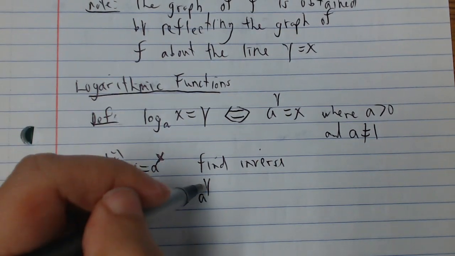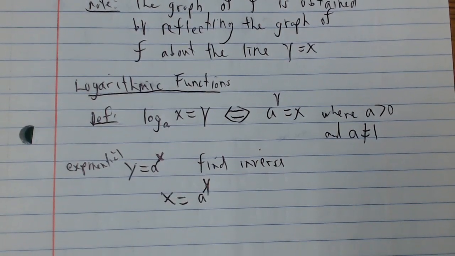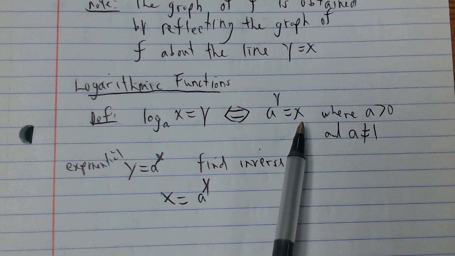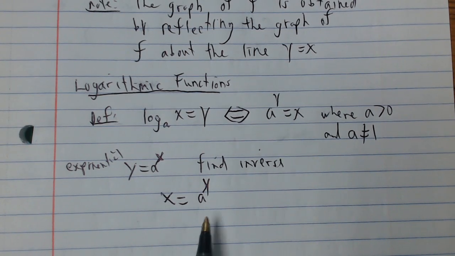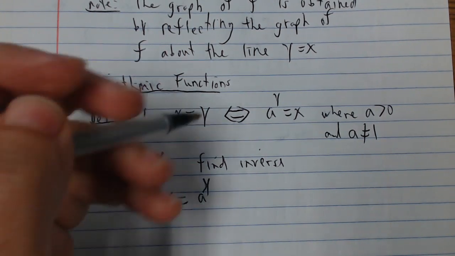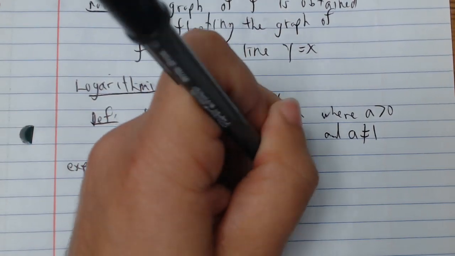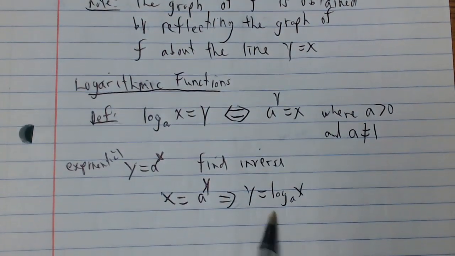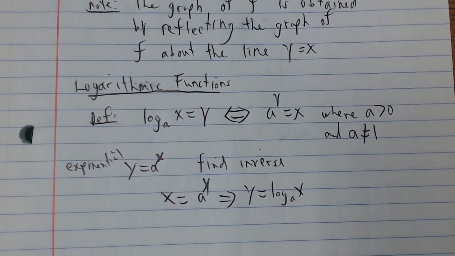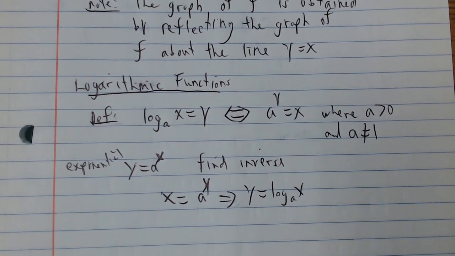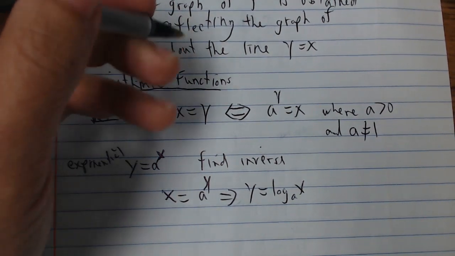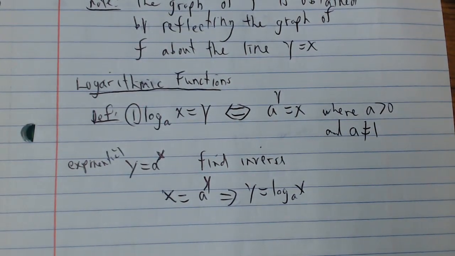And then we say, okay, once you do that, now I need to solve for y. But if you look at this, doesn't that look like that? And so what does that mean? If x equals a to the y, that's the same thing as y equals log base a of x, which in fact is the inverse of the exponential. So logarithmic functions are literally just the inverse of exponentials. That's the first definition that I want to give you.